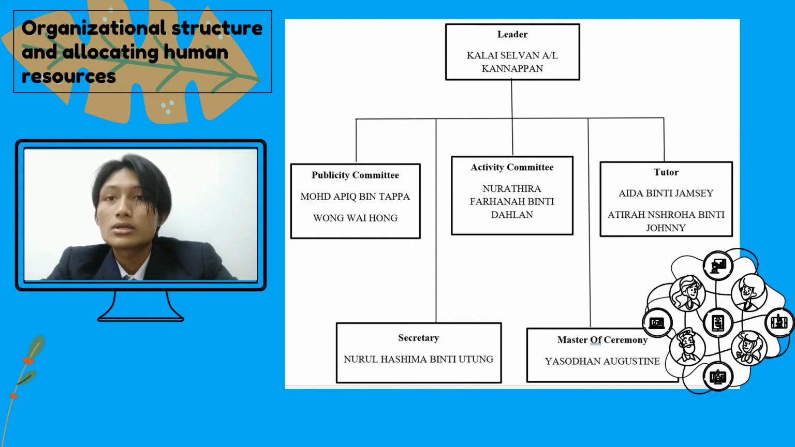The role of the leader will be to lead the group, delegate the tasks, and monitor the progress of the group. The publicity committee will create the program poster and find the program participants. The activity committee will handle the participant registration and create the Zoom room to run the program. The tutors will be the persons in charge of teaching the participants during the program.